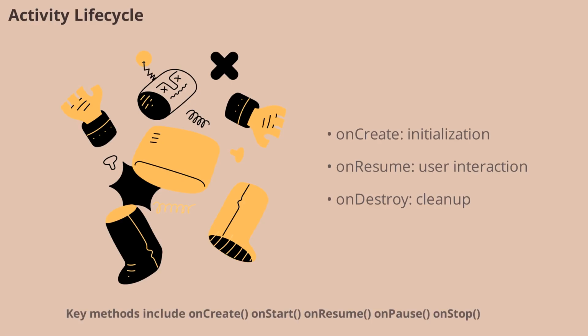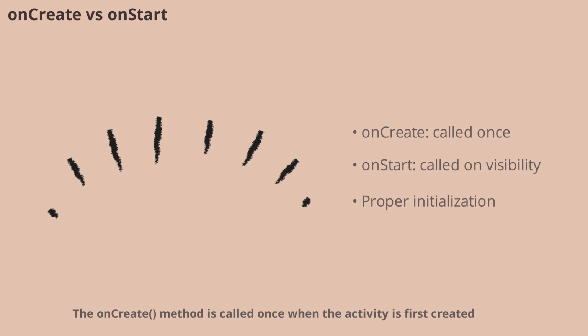Key methods include onCreate, onStart, onResume, onPause, onStop, onDestroy, and onRestart. Each method corresponds to a specific stage in the activity's life, from creation to destruction. Properly handling these ensures smooth user experiences and efficient resource management. The onCreate method is called once when the activity is first created, making it perfect for initialization. OnStart, on the other hand, is called every time the activity becomes visible, such as after onCreate or onRestart. Knowing the difference helps you place your setup code in the right place.